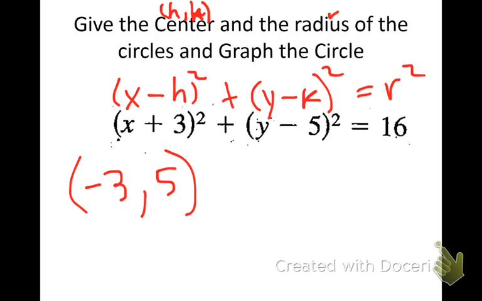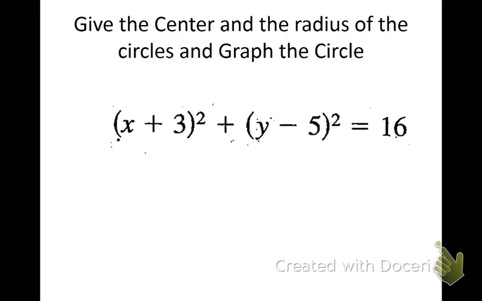The radius is equal to what? 16? What is it? Yeah, square root of it. If 16 is equal to r squared, r would be 4. So we've got center (negative 3, 5) and a radius of 4. So we're going to graph this now. Well, there's no graph. I think you have a graph on your paper. I'll just have to graph it from scratch here.